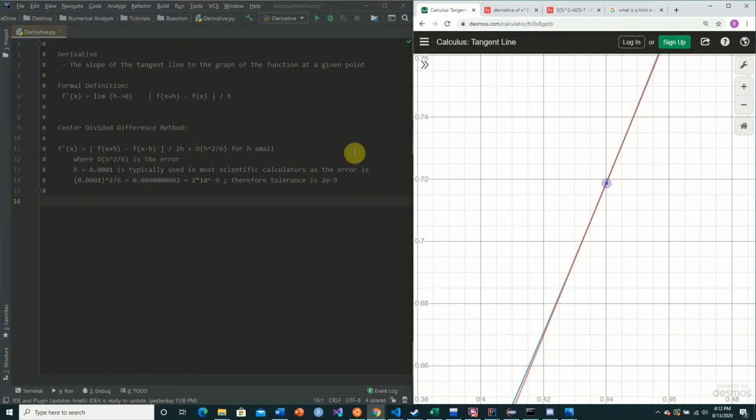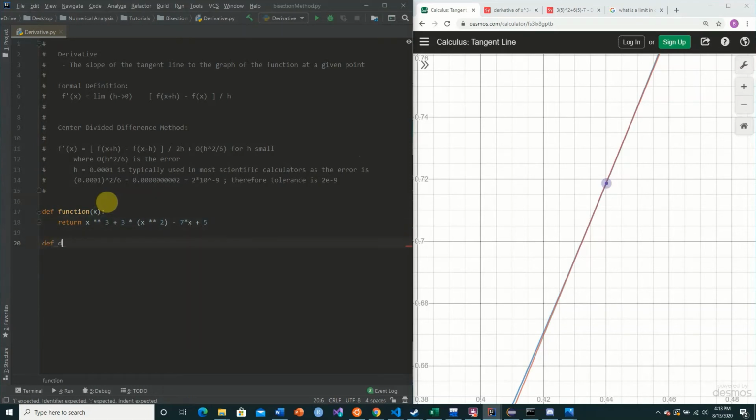Now that we've gone over the center divided difference method, let's implement this in Python. To begin with, we're going to define our function. It is going to be x to the third power plus 3 times x raised to the second power minus 7 times x plus 5.